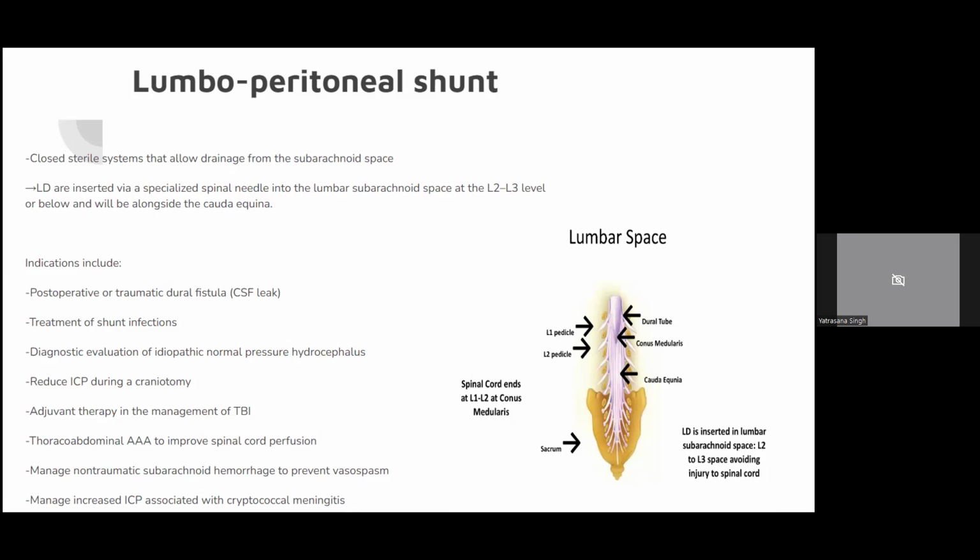in the diagnosis of idiopathic normal pressure hydrocephalus, to reduce intracranial pressure during a craniotomy, as adjuvant therapy in the management of traumatic brain injury, to improve spinal cord perfusion for thoracoabdominal aneurysm. It can be indicated to help with non-traumatic subarachnoid hemorrhage and increased intracranial pressure associated with meningitis.